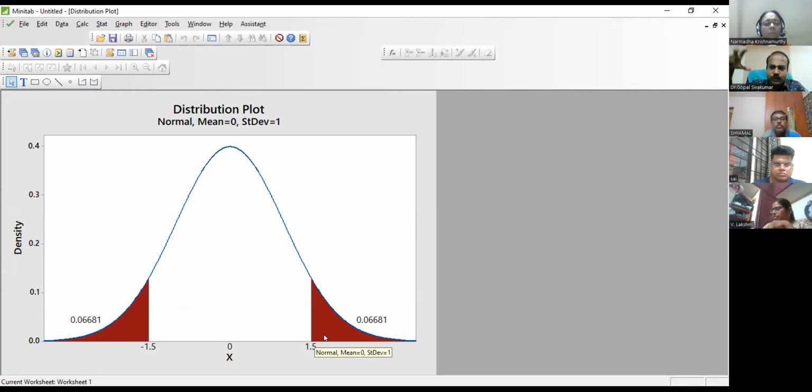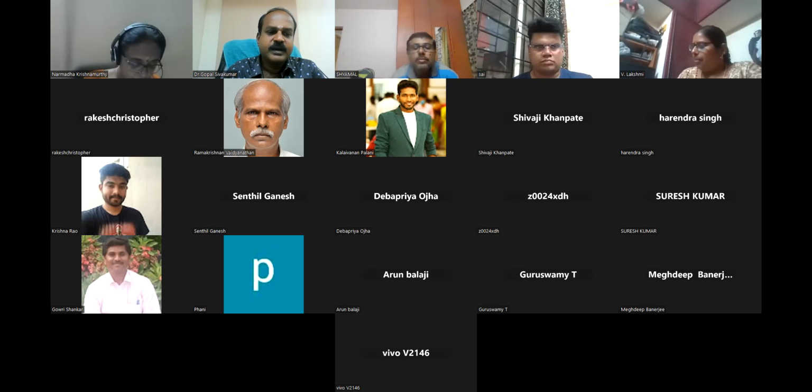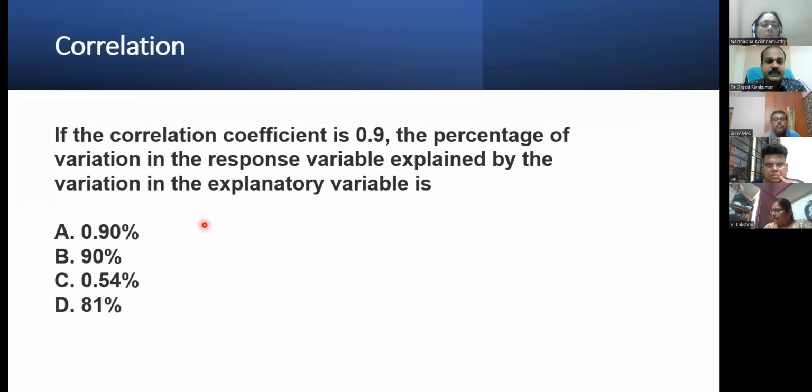What is the area of your red zone, which is the significant zone? 6.6% right side, 6.6% left side. Totally 13.2% or 13.3%. Am I right? Are you able to see 13.36 here? 13.36, the first option. That is the answer. You have to sum up both values. Right side extreme is significant, left side extreme is significant. That's why that is indicated in red.